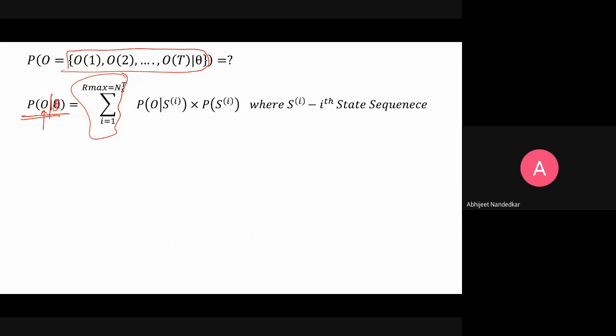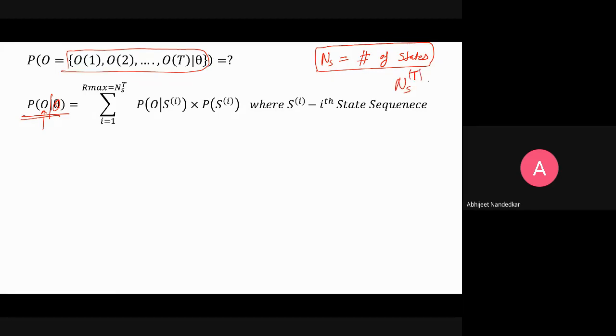This is equal to the summation over i equal to 1 to ns to the power t, where ns stands for the number of states. How many hidden states do you have? Say there are 3 hidden states in our earlier problem. I know there are 3 types of days: sunny day, cold day, and rainy day. So that is ns, and now ns to the power t.